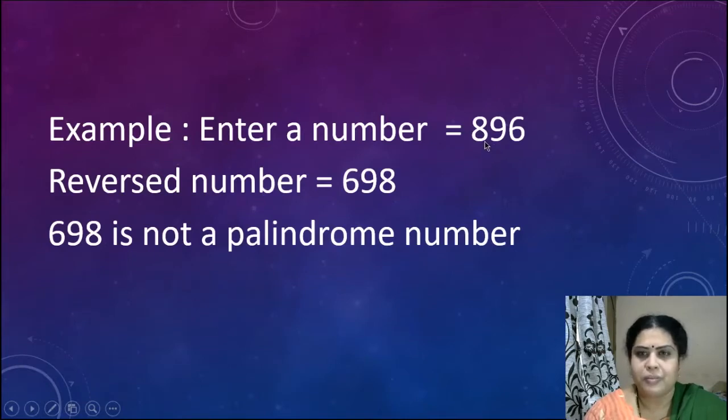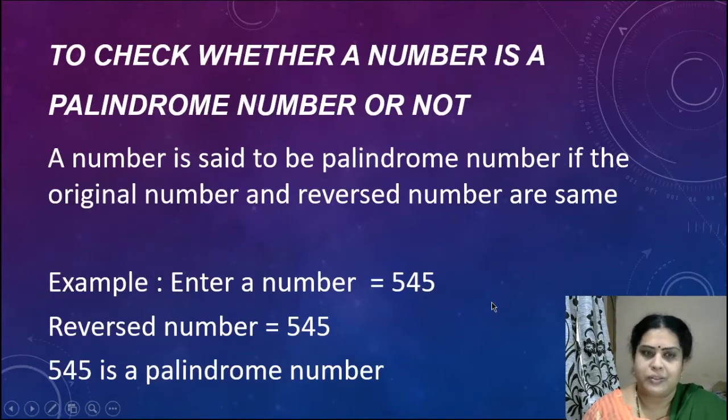You have another number here, 896. When I reverse this number, what number am I going to get? I'm going to get 698. So 698 is not a palindrome number. So this is what our program is going to do. It is going to accept a number and check whether it is a palindrome number or not. Now let us go to the BlueJ editor and check out how this program can be written.